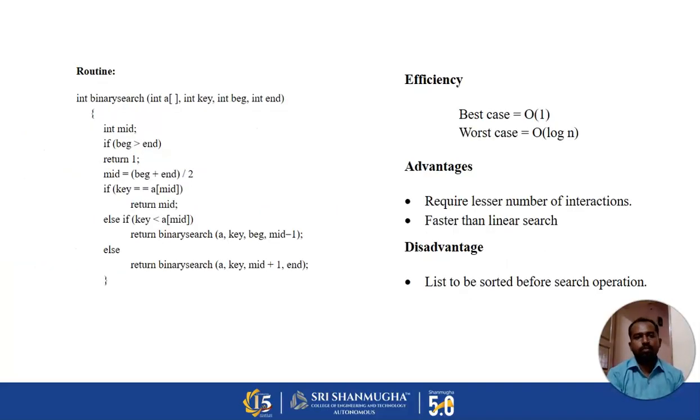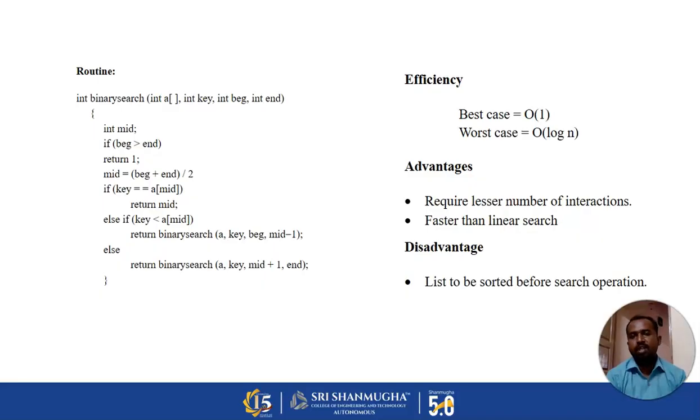Next, the routine, the program for binary search: int a[], int key, int beg, int end, int mid. If beg is greater than end, return -1. mid equals (beg plus end) divided by 2. If key double equals a[mid], return mid. Else if key is less than a[mid], return binary search(a, key, beg, mid minus 1). Else return binary search(a, key, mid plus 1, end).